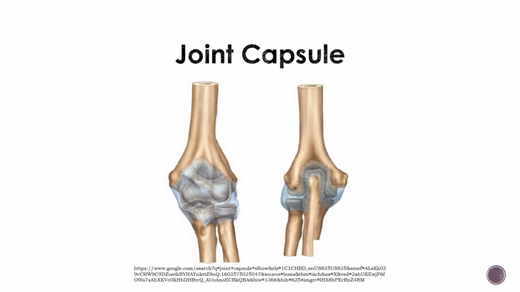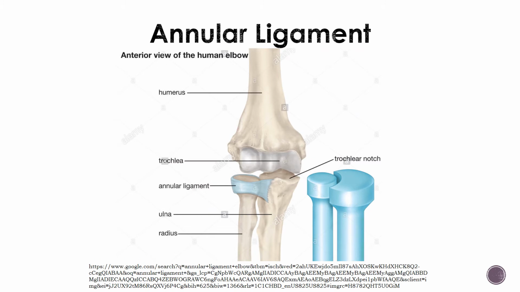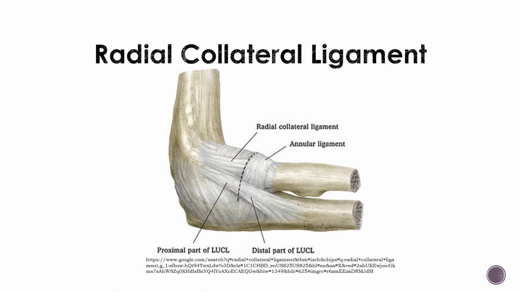This is a picture of the joint capsule. This is the ulnar collateral ligament, the anterior, posterior, and intermediate bundle. The annular ligament that covers the radial head. The radial collateral ligament.